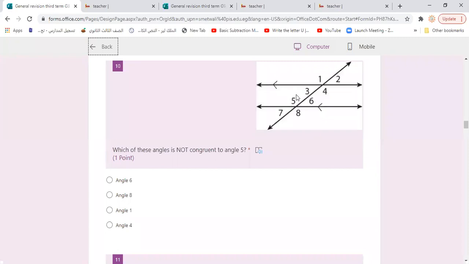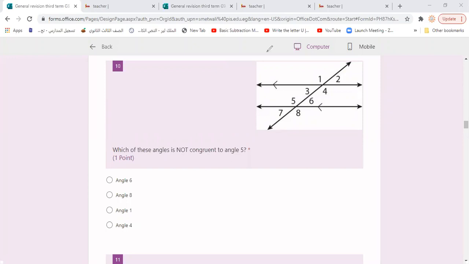You can see angle 5, right? Adam, yes. Adam said angle 6. Angle 6. Do you agree with him that angle 6 will not be congruent with angle 5?